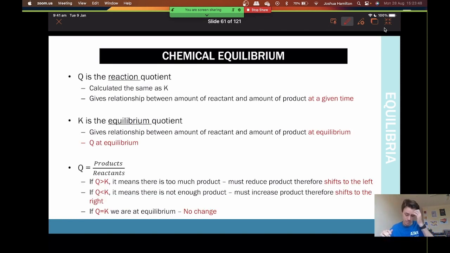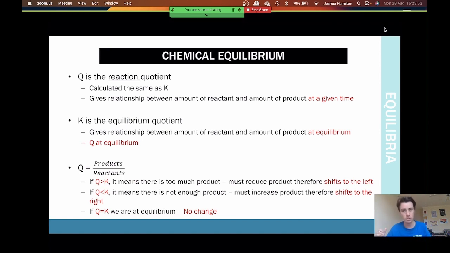Now, quick little difference that you need to know. What is the difference between my K and my Q values? Remember that Q values are your reaction quotient. K is your equilibrium quotient. What does that mean? Q is your value when your reaction is not at equilibrium, and K is your value when you are at equilibrium.